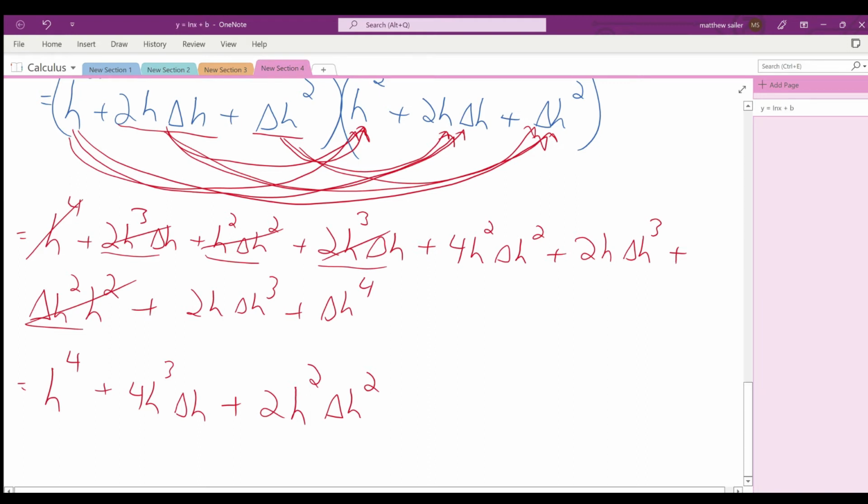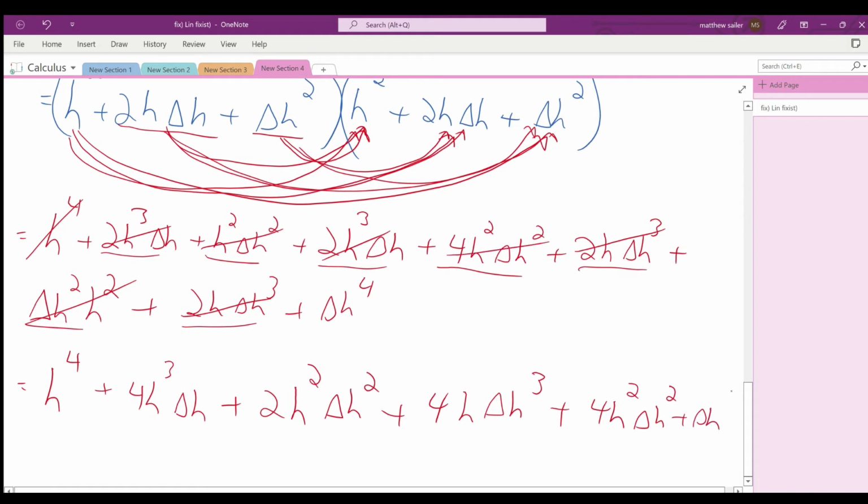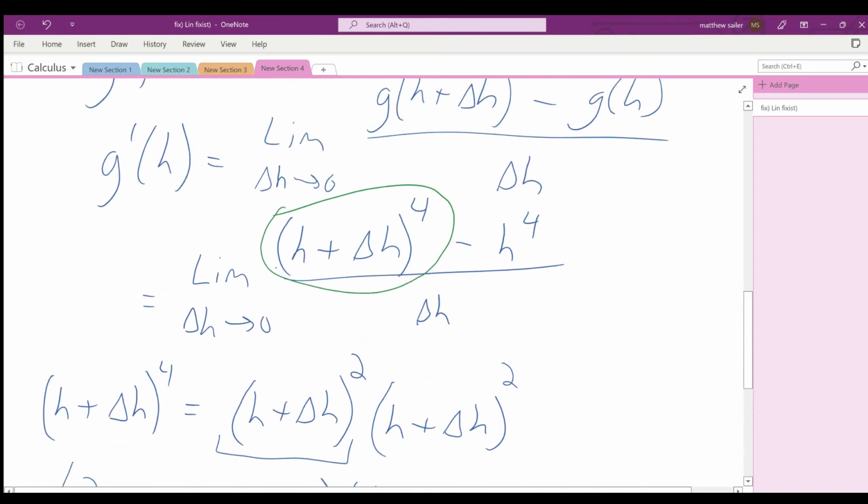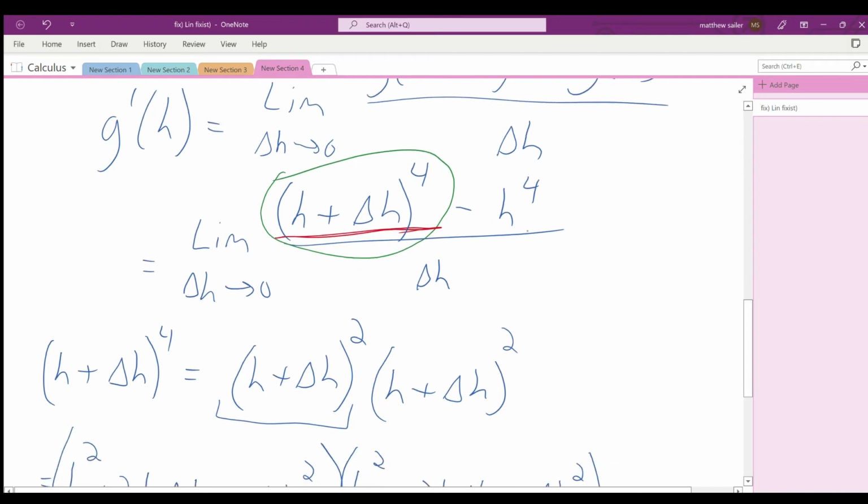Let's see, we do have a 2h delta h cubed and a 2h delta h cubed. So we're going to have 4h delta h cubed. And then we're left with this guy for h squared delta h squared. And lastly, delta h to the fourth. Alright, so that was this giant guy here. Luckily, the rest of it is pretty simple. It's just one term and one term.